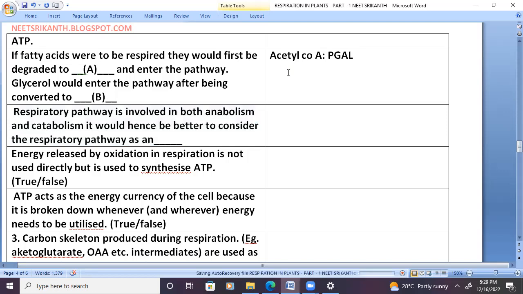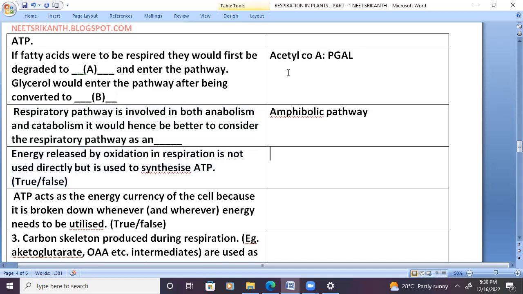Respiratory pathway is involved in both anabolism and catabolism. It would hence be better to consider the respiratory pathway as an amphibolic path.